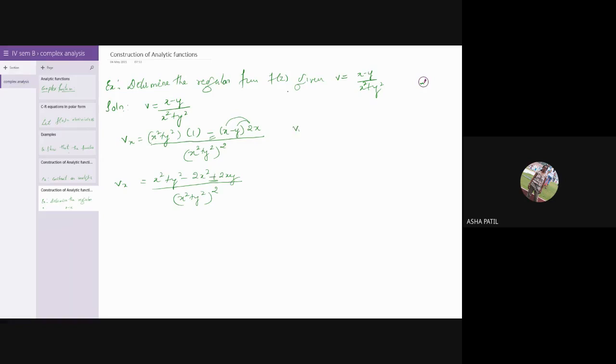Let us differentiate with respect to y partially. Again by the quotient rule, the denominator we keep as it is. Derivative of the numerator with respect to y: derivative of x minus y is minus 1. Minus numerator we keep as it is. Derivative of the denominator with respect to y partially, so we get 2y divided by x square plus y square whole square.